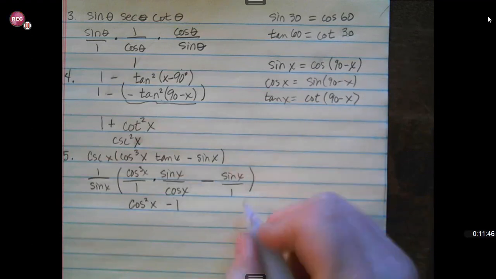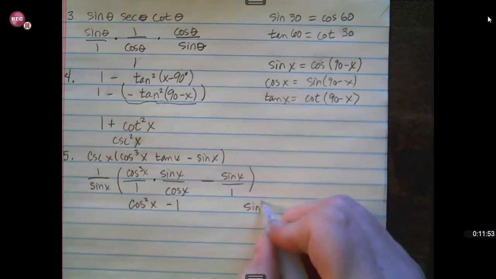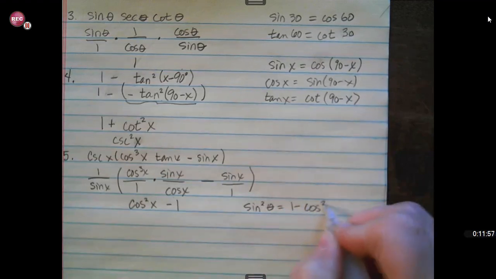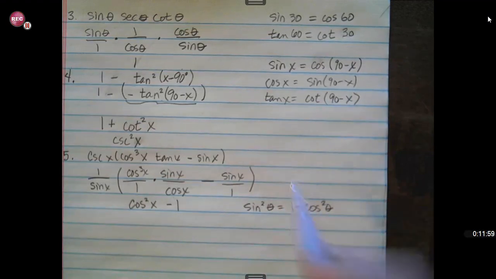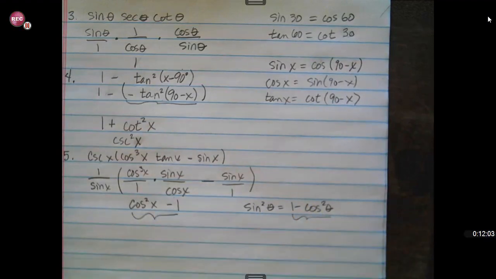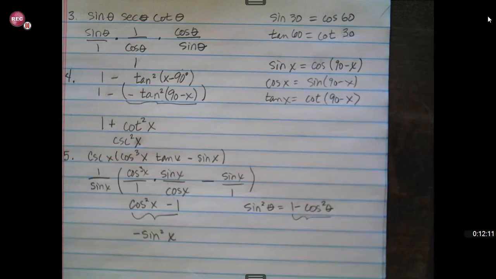The identity is that sine squared theta equals 1 minus cosine squared theta. And if you look, this and this are opposites. And so our answer is minus sine squared x, because those are opposites.